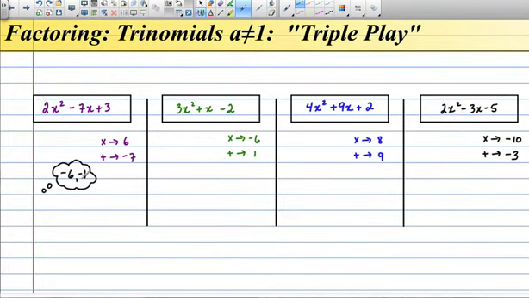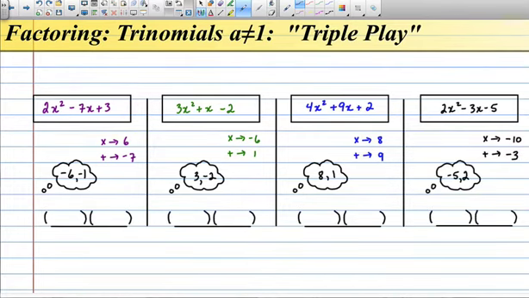We have negative 6, negative 1. When multiplied together, those two numbers make 6. And when combined or added together, they make negative 7. Now can you think of these two numbers? Multiply to negative 6, combined to give 1. Here we have multiply to give 8, combined to give 9. I'm thinking 8, 1. And multiply to negative 10, combined to negative 3. I'm thinking 5, 2. Next step is to set up some brackets.